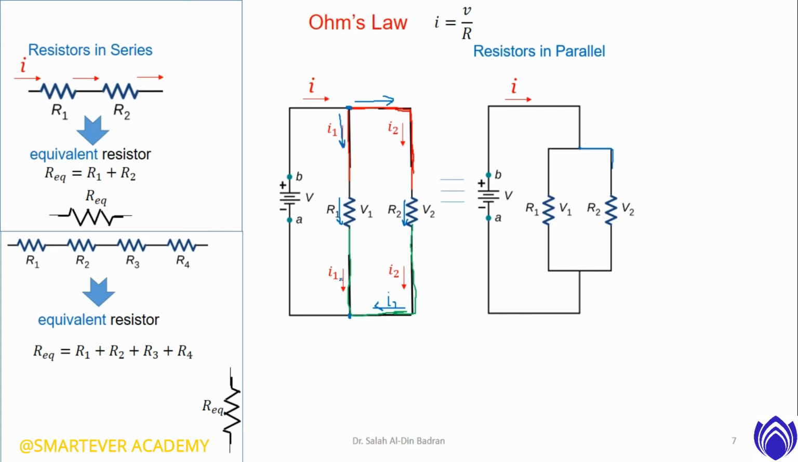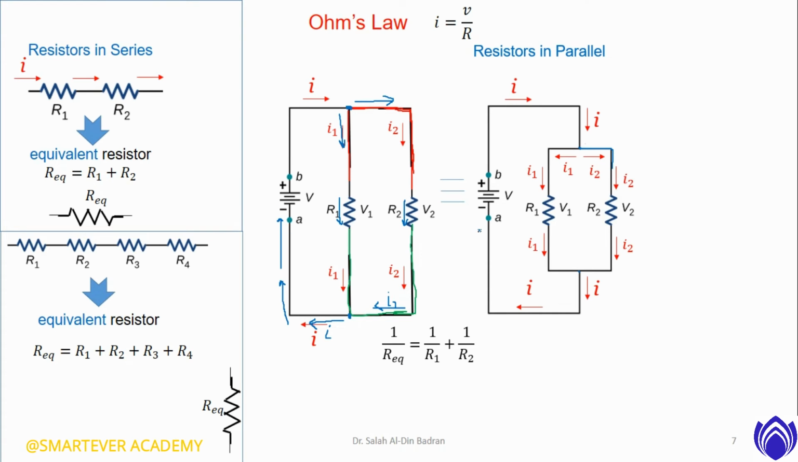At this node, I1 will be added to I2, and both of them will go in this direction. This is I, the same value as this current. So this current is distributed into two branches, and they are added together at this node, and again we have the same value, the same current I. The same current continues flowing through the circuit until it enters the battery from the negative terminal.